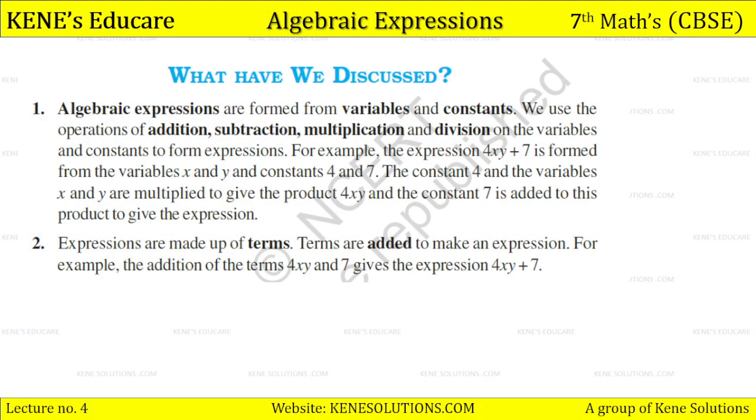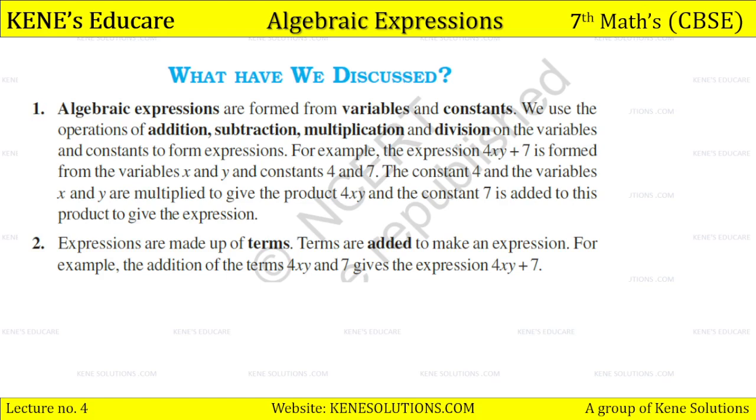So students, let us take a look at everything we have discussed in this whole chapter. So algebraic expressions are formed from variables and constants. We use the operations of addition, subtraction, multiplication and division on the variables and constants to form expressions. For example, the expression 4xy plus 7 is formed from the variables x and y and the constants 4 and 7. The constant 4 and variables x and y are multiplied to give the product 4xy, and the constant 7 is added to this product to give the expression.